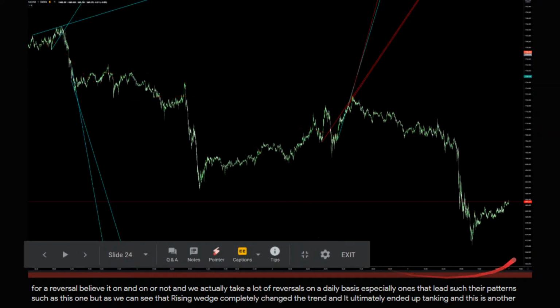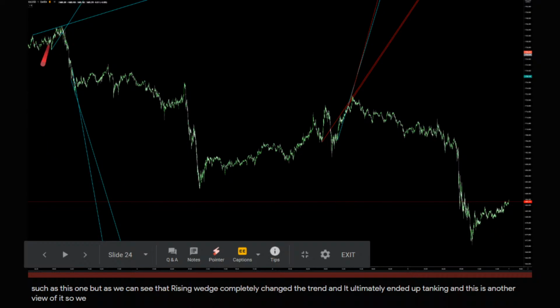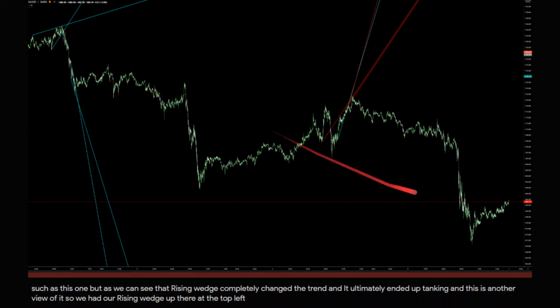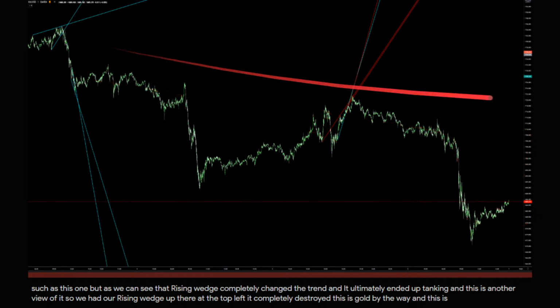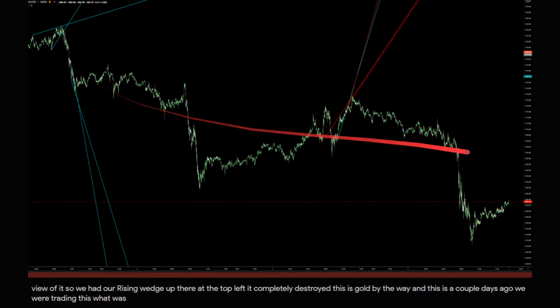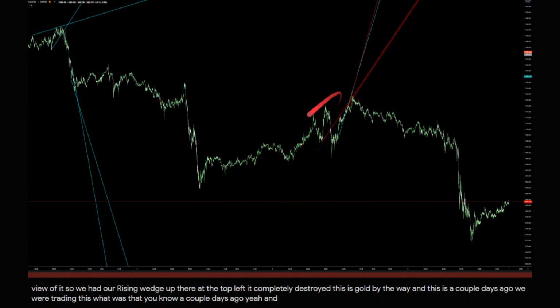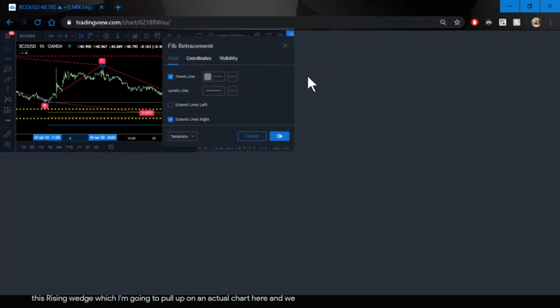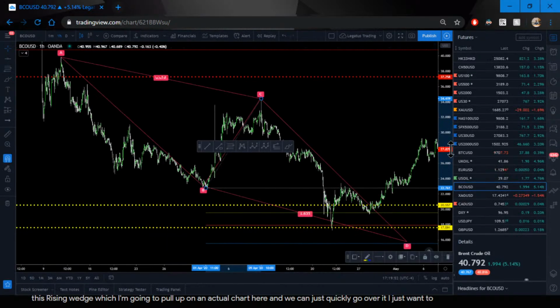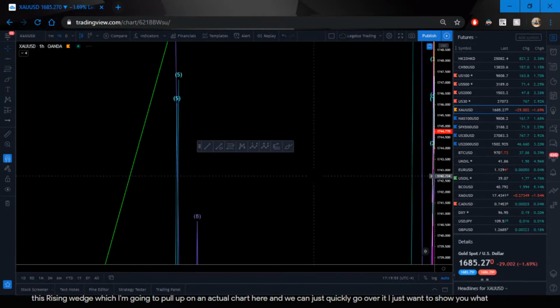And this is another view of it. So we had our rising wedge up there at the top left. It completely destroyed this. This is gold, by the way, and this is a couple days ago. We were trading this. What was that? A couple days ago, yeah. And another rising wedge, perfect example here as well. So we can see on this rising wedge, which I'm going to pull up on an actual chart here, and we can just quickly go over it. I just want to show you what happened here.